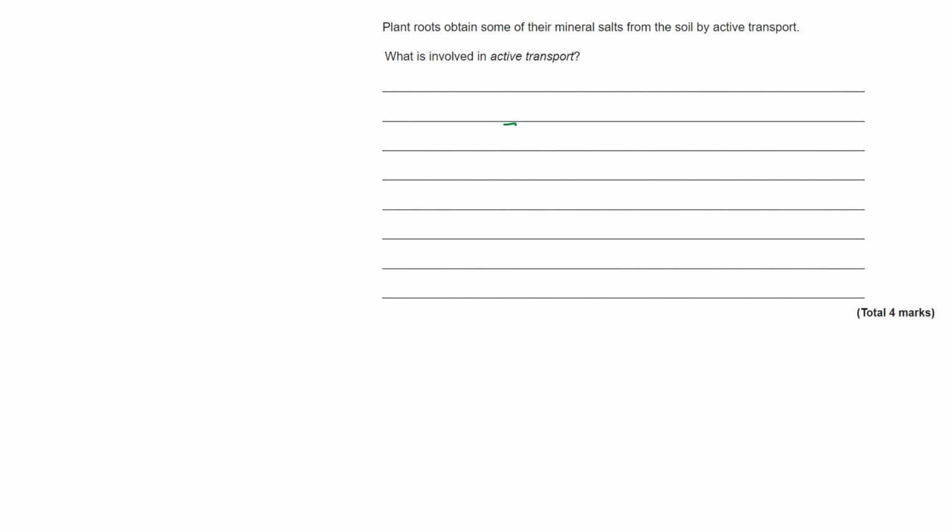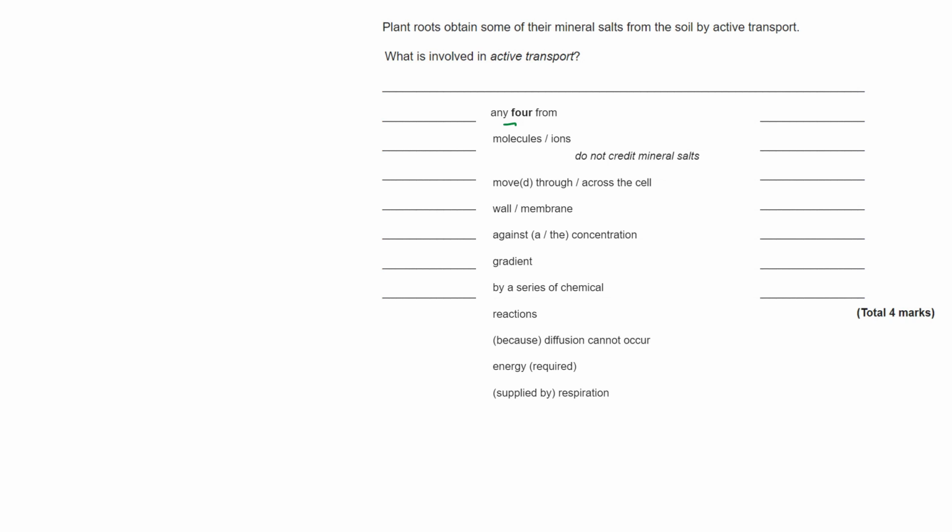Let's look at this one. This is worth a whopping 4 marks. Plant roots obtain some of their mineral ions from the soil by active transport. What is involved in active transport?